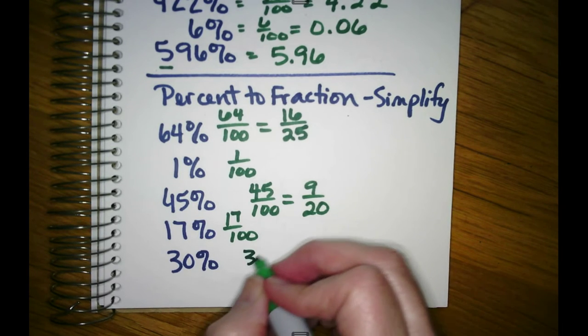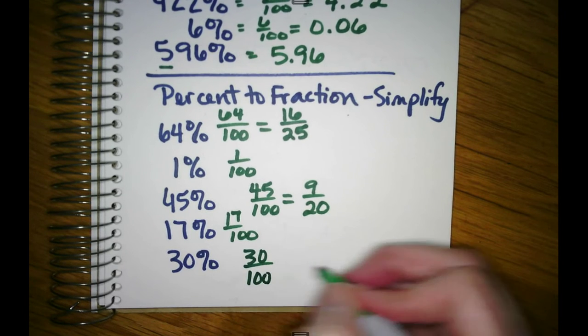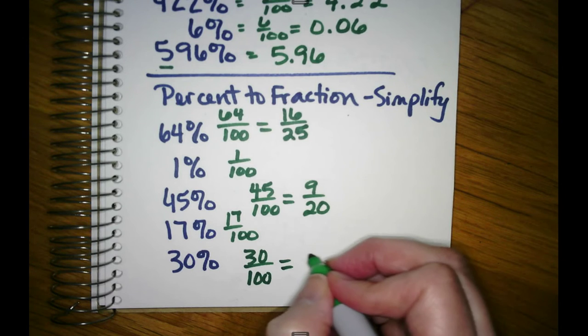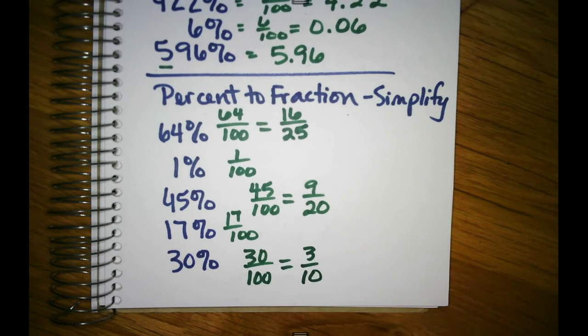And this last one, 30 over 100, they both end with a 0. That tells me they're both divisible by 10. Reduced by 10, I get 3/10. And those are two of the kinds of problems you will have this week. I hope that is helpful.